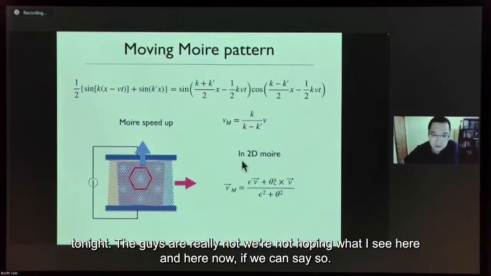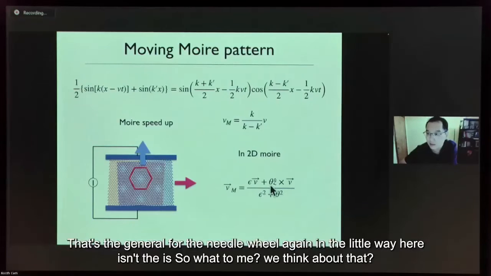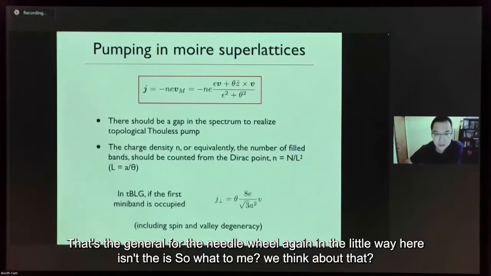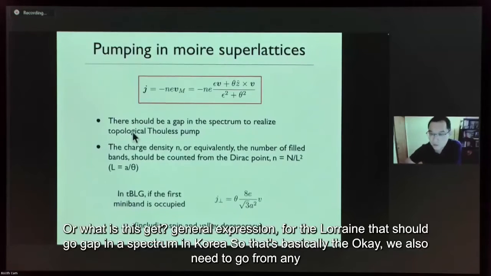And now if we consider 2D, that's the general formula. The little v here is the sliding velocity, and the Vm is the Moiré velocity. Epsilon is the lattice mismatch, and theta is the twisting angle. So once we figure out this general expression for the Moiré velocity, we assume that there should be a gap in the spectrum to realize the topological Thouless pump. That's basically coming from the adiabatic condition.